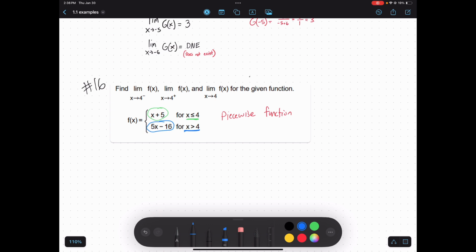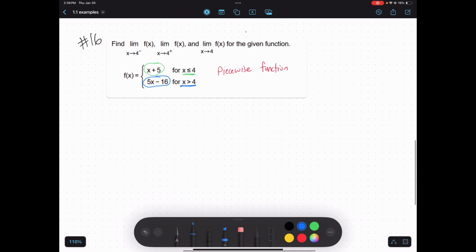Well, it turns out I don't necessarily need a graph. I can do this without a graph. Sure, a graph would make this easier, but I can do this without a graph. And here's how we're going to work through this. Let's start with this limit. The limit as x approaches 4 from the negative direction.